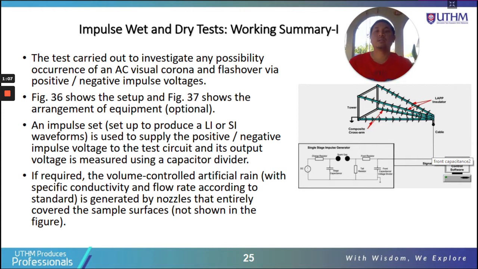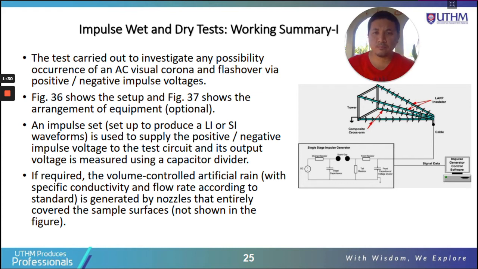Okay, so the test is carried out to investigate any possible occurrence of visual corona or flashover. Same thing if there is positive or negative impulse voltage. Instead of the corona or flashover because of the HVAC, now we will look at corona or flashover because of the impulse.